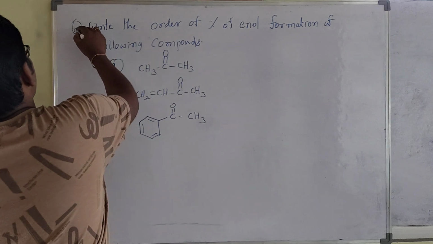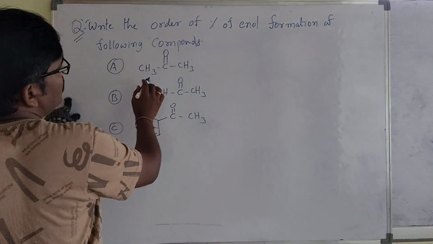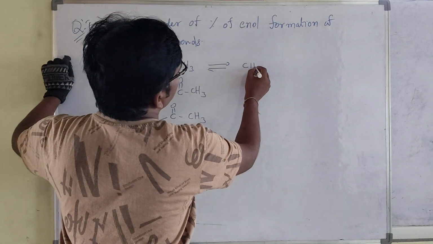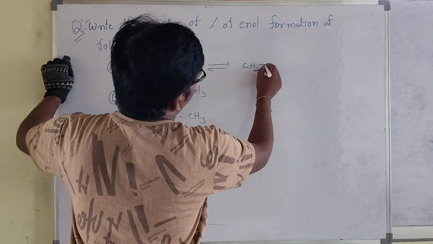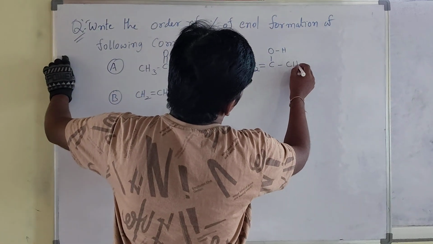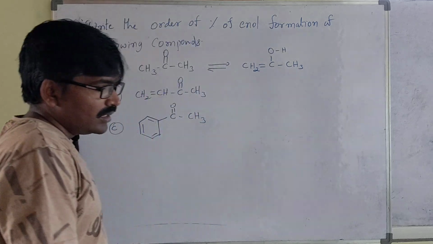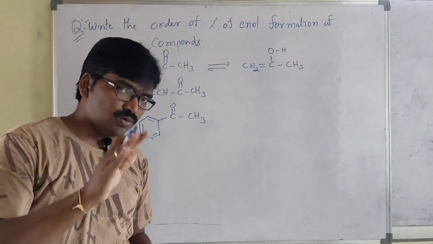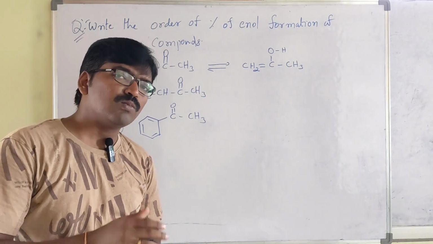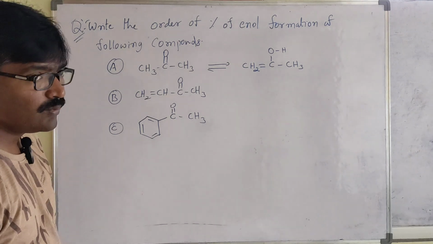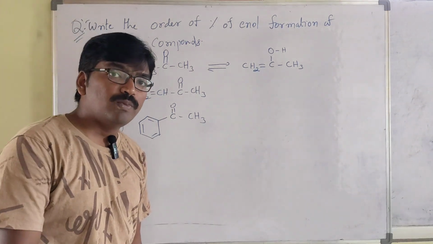Look at the first question; we are taking the first option. We see it like this: CH2 double bond C, bond OH, then bond CH3, like this. Sir, if the enol content is more stable, then a higher percentage of enol formation takes place. Here, more percentage of enol formation should take place.